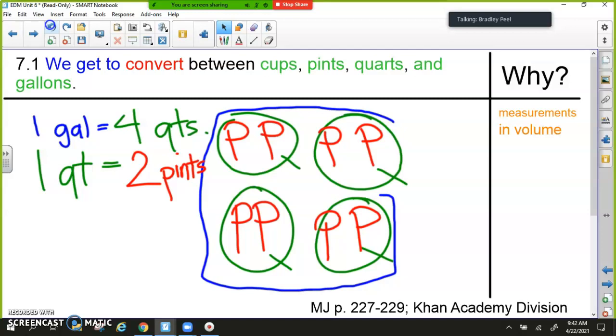So how many pints are in a gallon? You can see that there are 8 total pints in a gallon. And if you did this conversion, 1 times 4 is 4, and then 4 times 2 is 8. That's how you get to that one, okay?